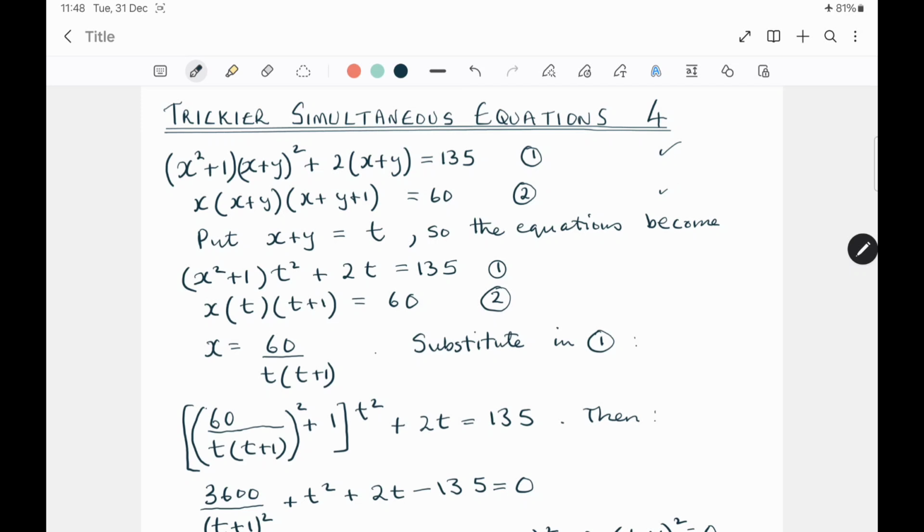Now, the raison d'etre that I've used here is to put x plus y equal to t. So the equations become a little bit more civilized looking, and they are (x squared plus 1) t squared plus 2t equals 135, and x times t times (t plus 1) equals 60.